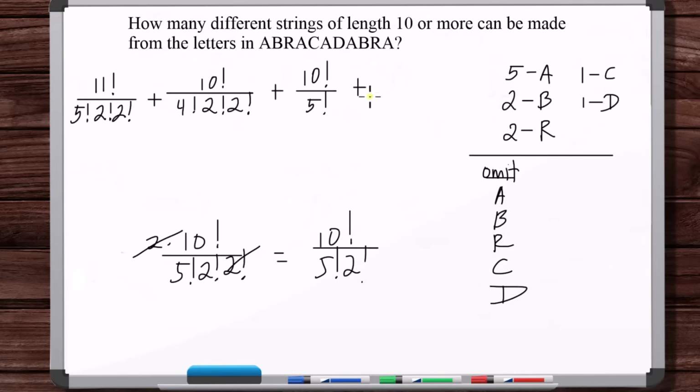So we've got, and that is it. There's the total count.